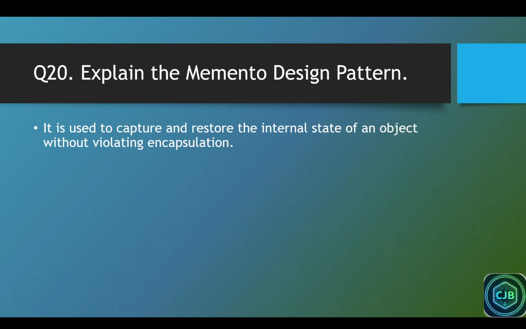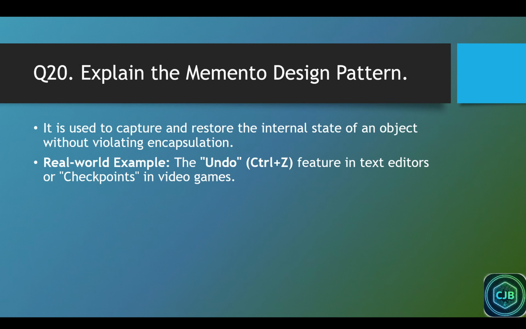Explain the memento design pattern. It is used to capture and restore the internal state of an object without violating encapsulation. Real world example: the undo Control Z feature in a text editor or a checkpoint in video games.